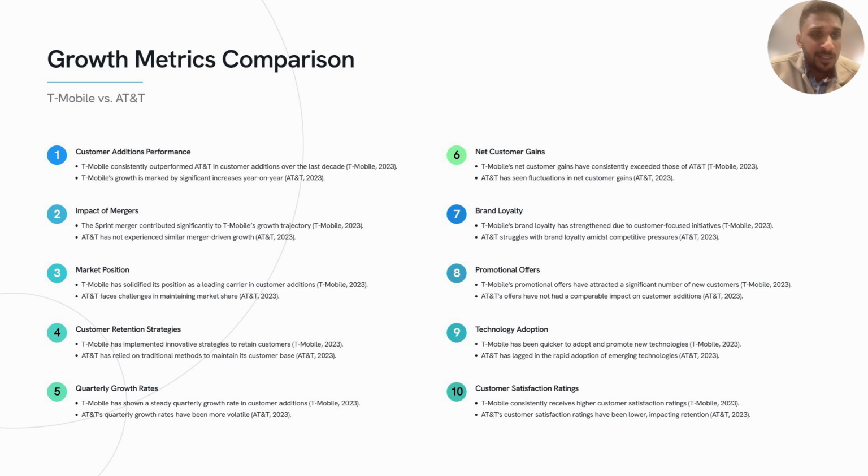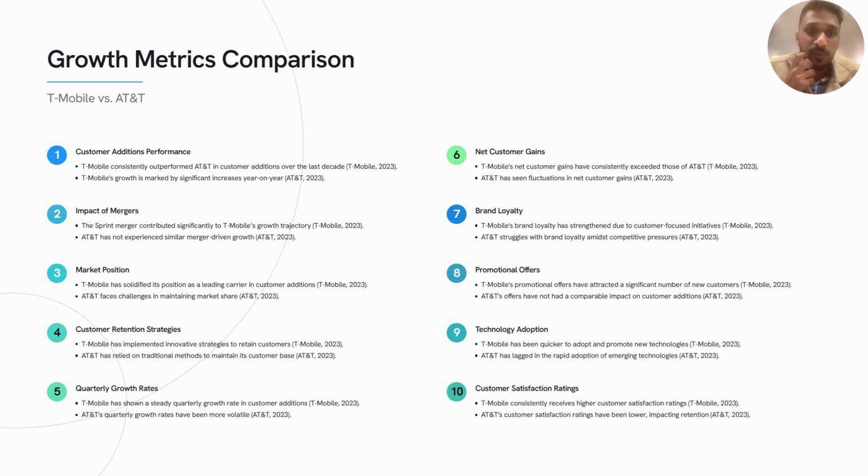Fifthly, quarterly growth rates. T-Mobile has shown a steady quarterly growth rate in customer addition, while AT&T's quarterly growth rates have been more volatile. Sixth, net customer gains. T-Mobile's net customer gains have consistently exceeded those of AT&T, and AT&T has seen fluctuations in net customer gains. Brand loyalty. T-Mobile's brand loyalty has strengthened due to customer-focused initiatives. AT&T struggles with brand loyalty amidst competitive pressures.